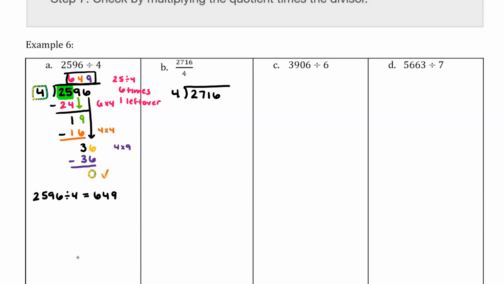Oh, well, even if I times 4 by 1, it's too big, right? 4 times 1 makes 4. So 4 doesn't go into 2. So let's use both digits, 27. So what number could I times 4 by to get 27?